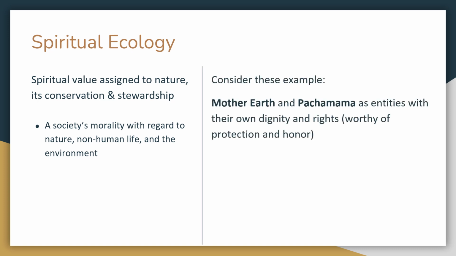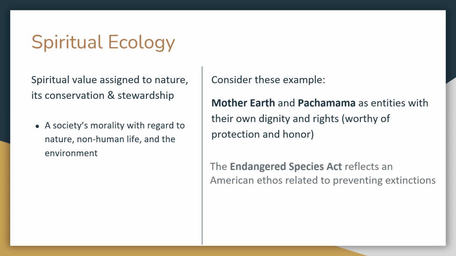And examples we've seen in our class so far are these concepts of Mother Earth and Pachamama. These are entities with their own dignity and sometimes even legal rights. These are spiritual concepts in the hearts and minds of people worthy of protection and honor. Also consider the Endangered Species Act here in the US, which reflects our American ethos related to preventing extinctions.